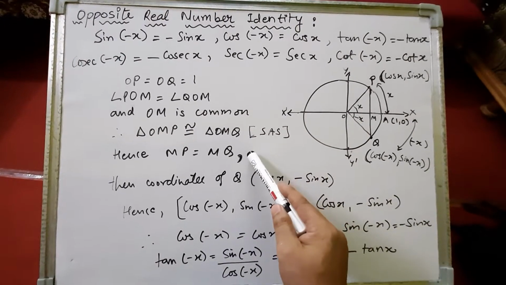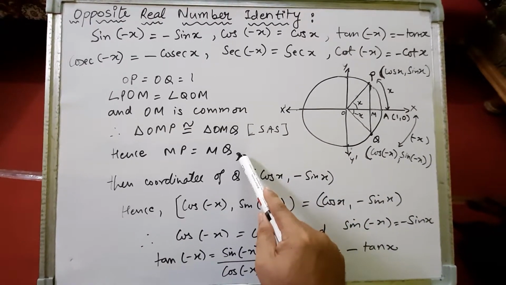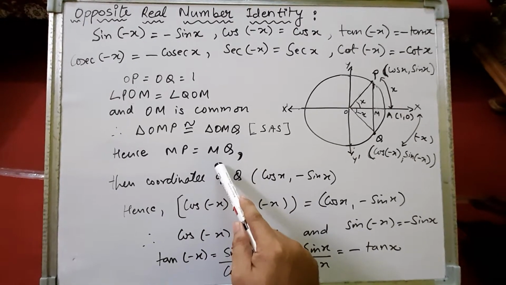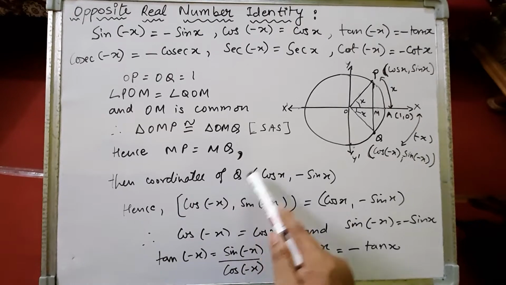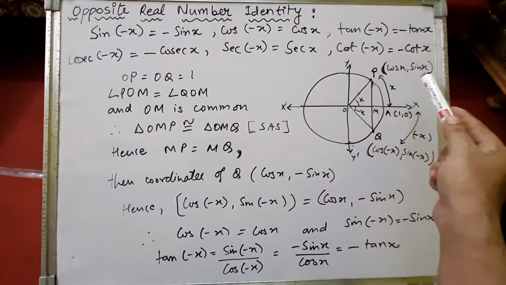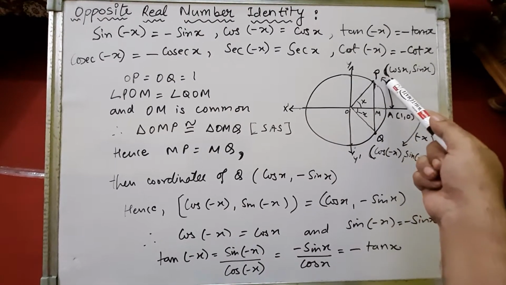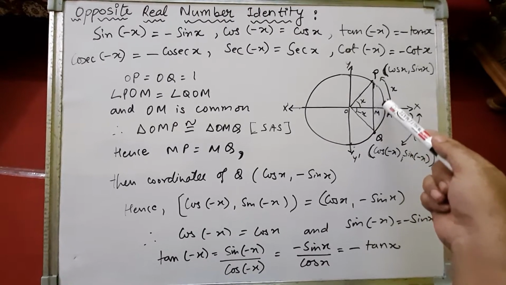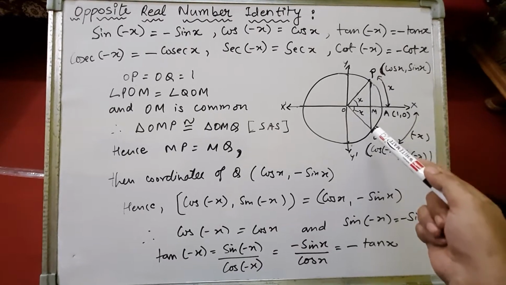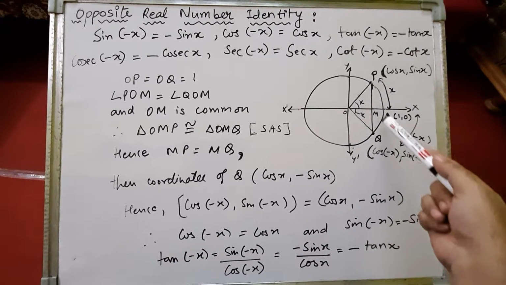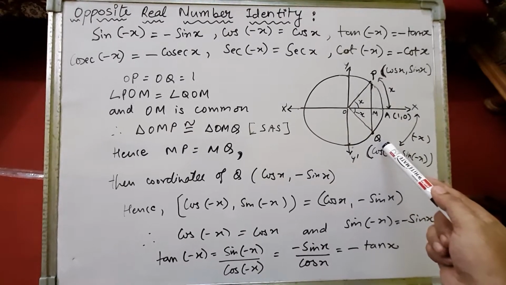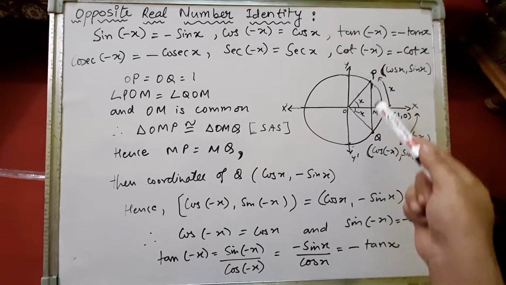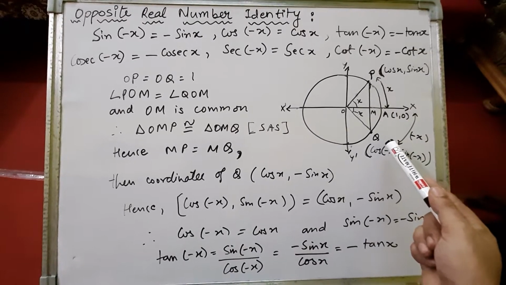Now come here, where we have proved MP equals MQ. So the coordinates of P are cos x comma sin x. Now you can see that MP equals MQ, and this is the vertical distance. We are moving on the plus y axis for MP, and for MQ we are moving downward towards the minus y axis. So the sign of y will change, right? Suppose P has coordinates a comma b, then Q has coordinates a comma minus b.